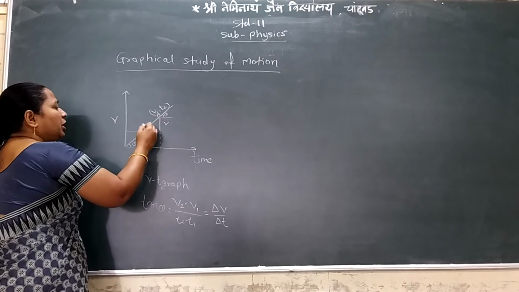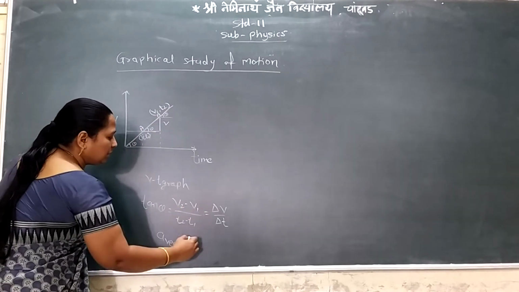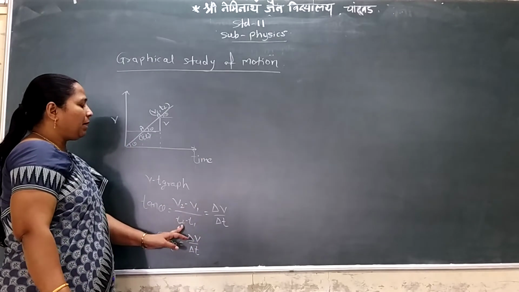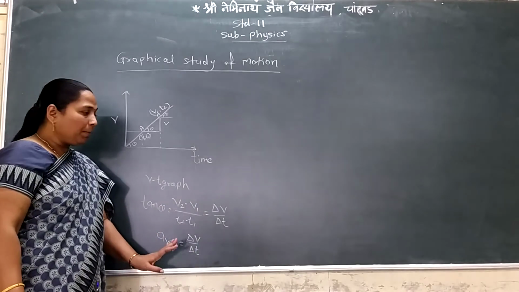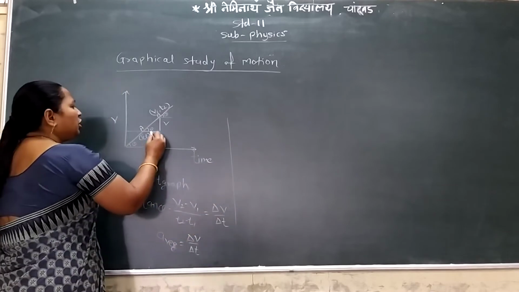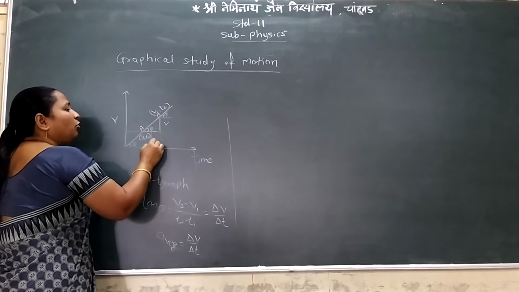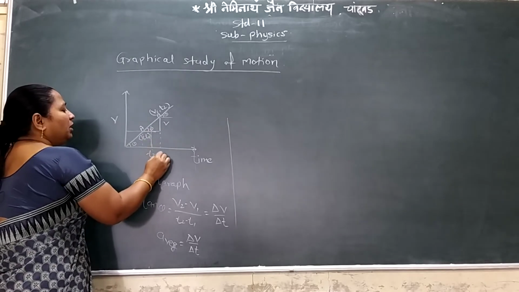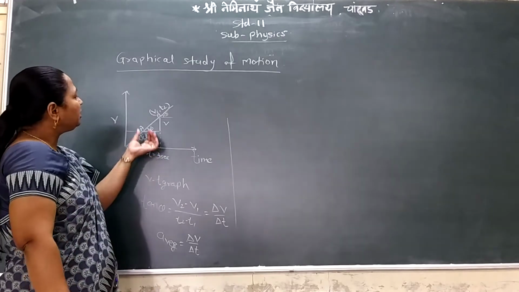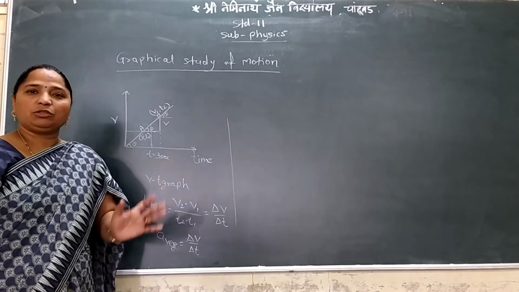Therefore, average acceleration is delta v by delta t, meaning v2 minus v1 upon t2 minus t1. But for instantaneous acceleration, suppose the acceleration is found at a particular instant of time, t equal to 3 seconds. Then what is the value of acceleration at t equal to 3 seconds? That value is known as the instantaneous value.